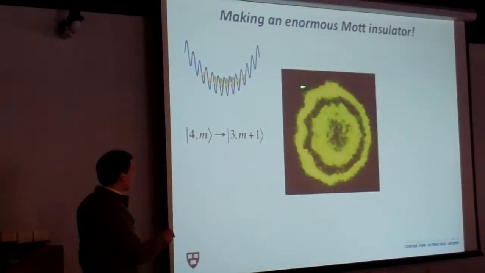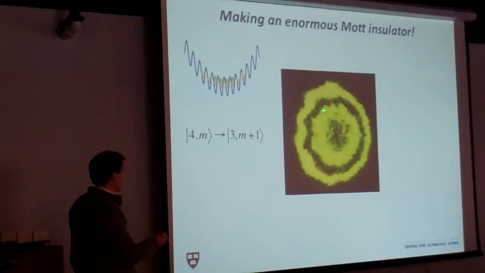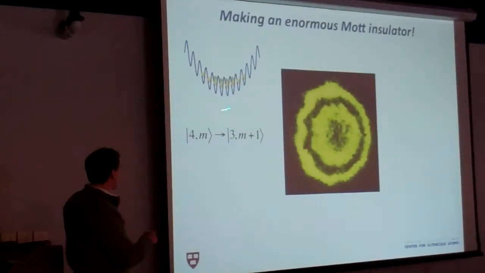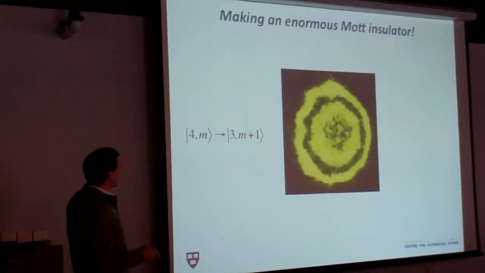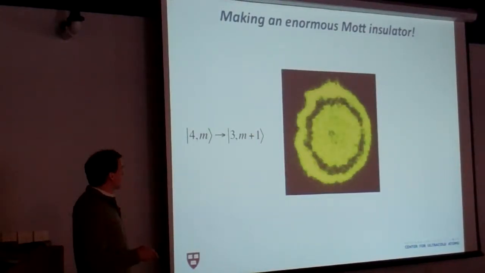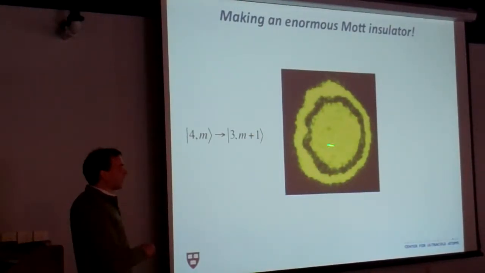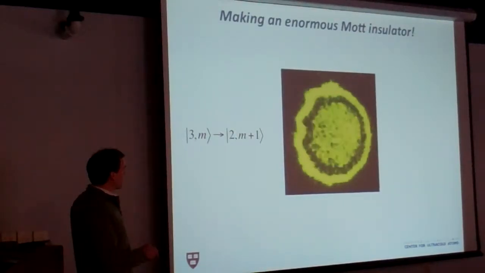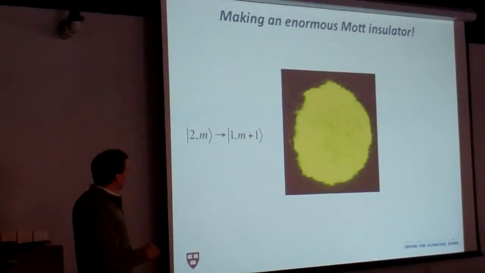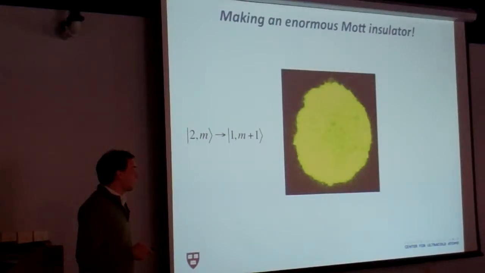So here we have a Mott insulator with 1, 2, 3, and 4 atoms per site. We now do this sequence of quantum operations, essentially. At first, we turn all the lattice sites with 4 atoms into 3. So this is why this has become odd now. Then we turn all the ones with 3 into 2s. So this is why this has become dark now, or even. And then we turn 2s into 1s. Now we have a big array of one atom per lattice site within some fidelity.